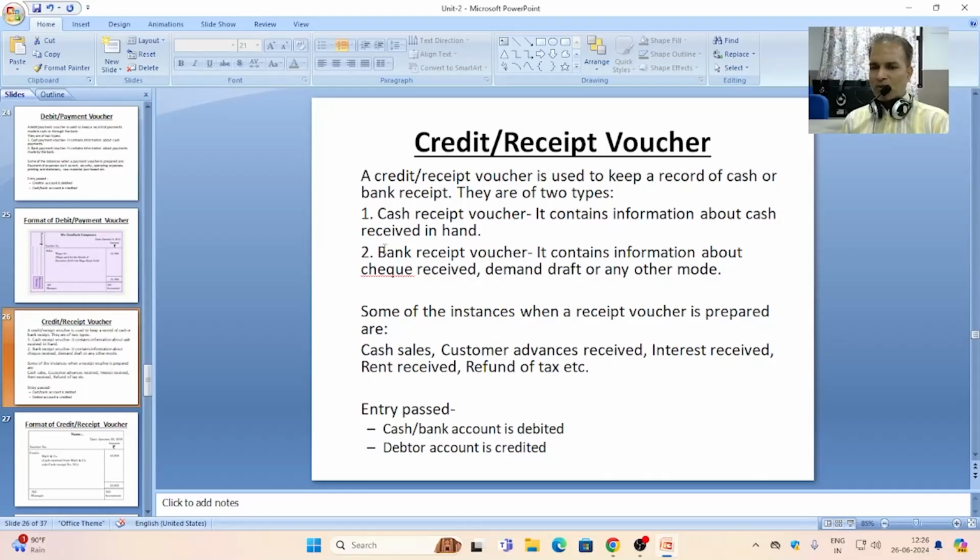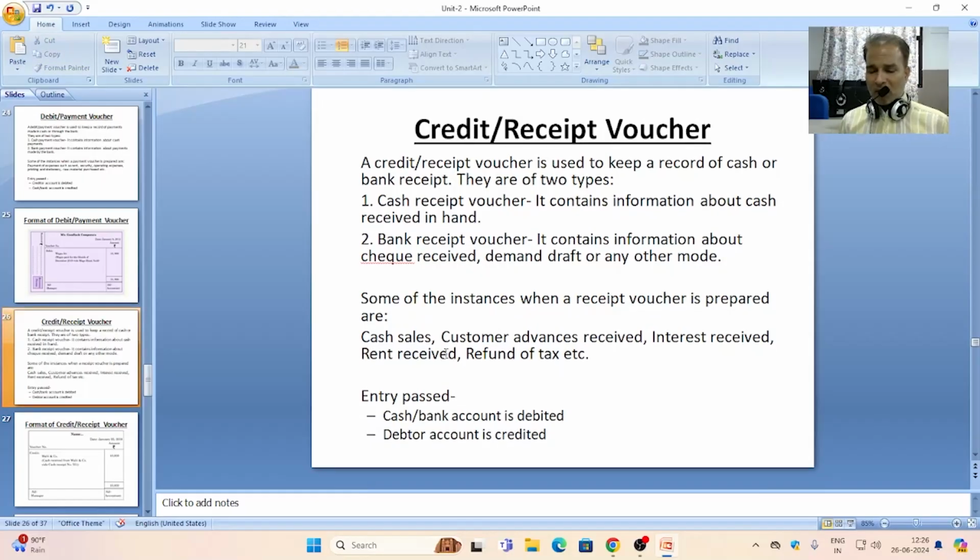Cash receipt voucher contains information about cash received in hand, and bank receipt voucher contains information about check received, DD received, or any other bank receipt. When cash sale, customer advance received, interest received, rent received, or refund of tax received events occur, then these types of voucher are used for accounting purposes.